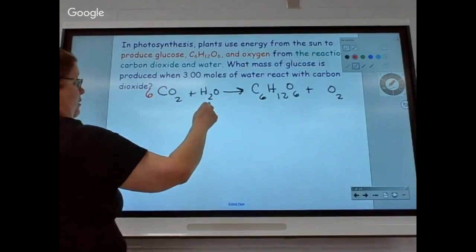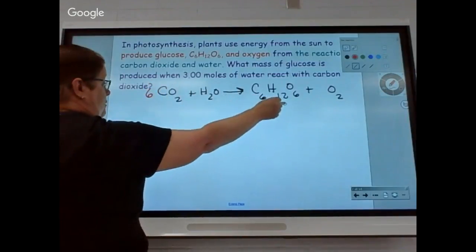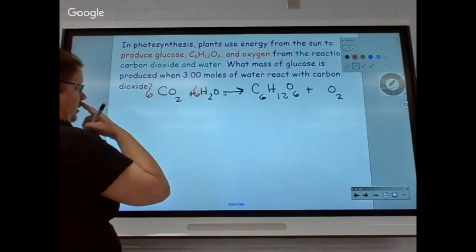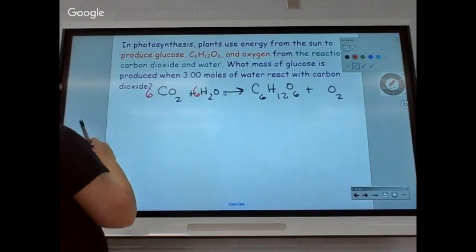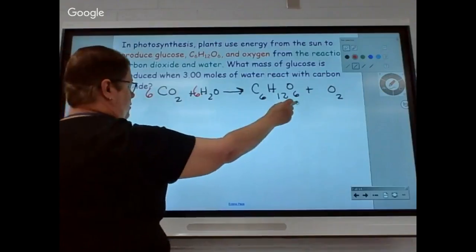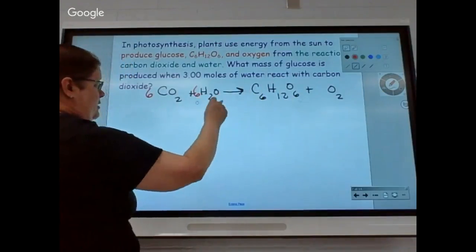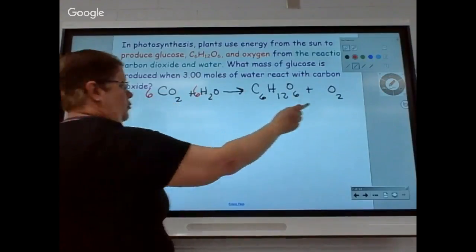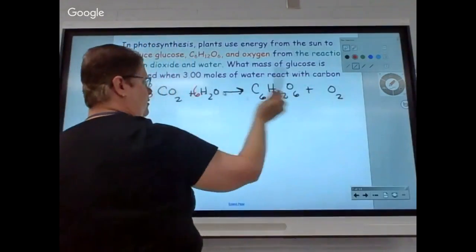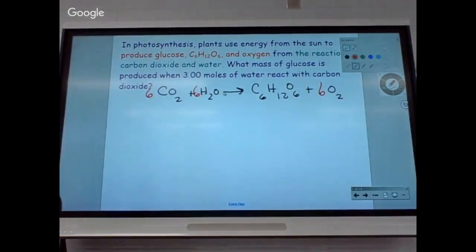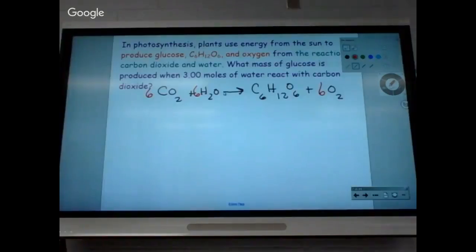How many hydrogens are here? And we have how many? So we can put a 6, right? See if you can follow my logic here. We have how many O's right here? And how many here? So these 6 balance those 6, right? How many O's are here? So what would I need here to balance those? And it's balanced. Okay?